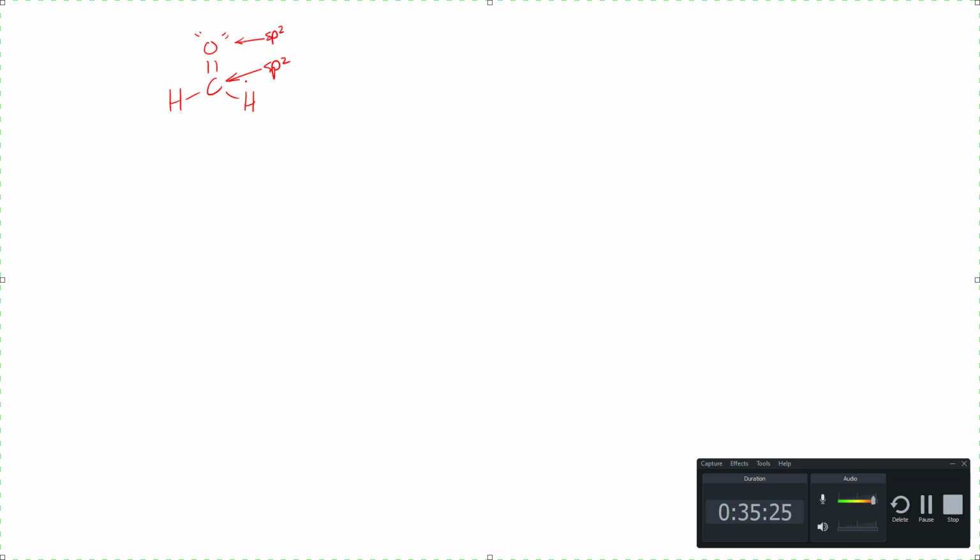How did I get that? Number of sigma bonds plus number of lone pairs gives me the number of hybrid orbitals, which gives me the hybridization. sp2 means that the number of hybrid orbitals is 3.